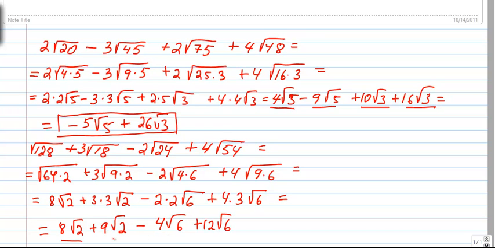Again, two pairs of like radicals. That becomes 17 radical 2, since 8 plus 9 is 17. And minus 4 plus 12 gives us plus 8 radical 6. And this is the final answer for this problem.